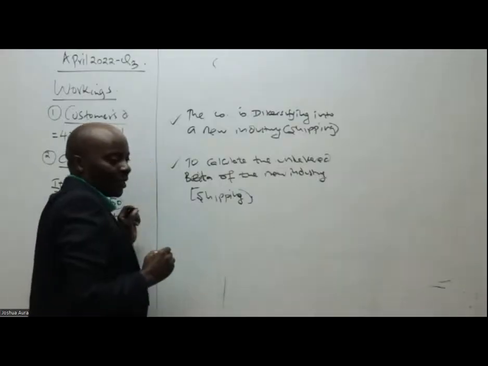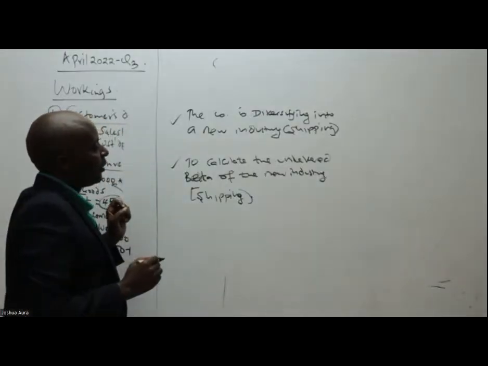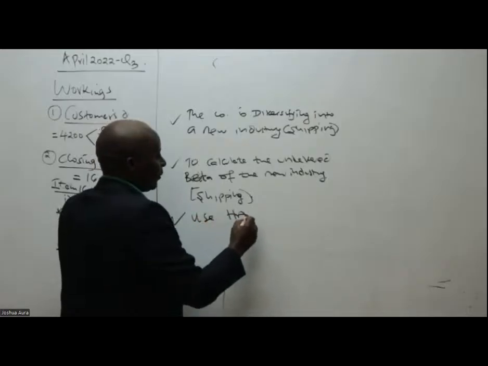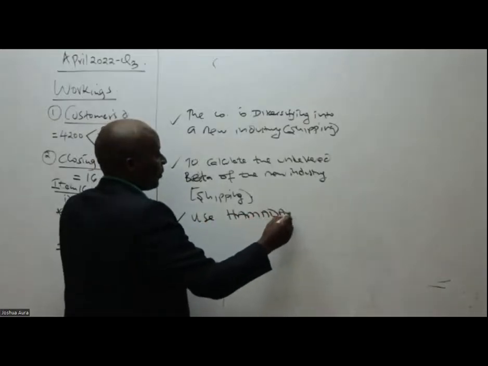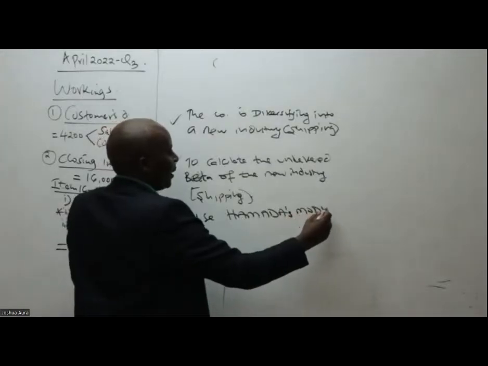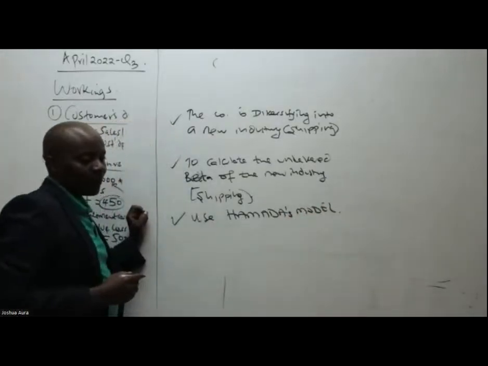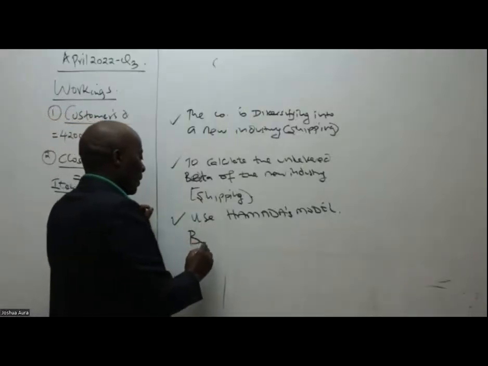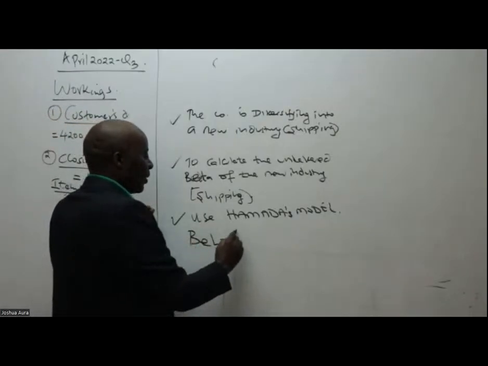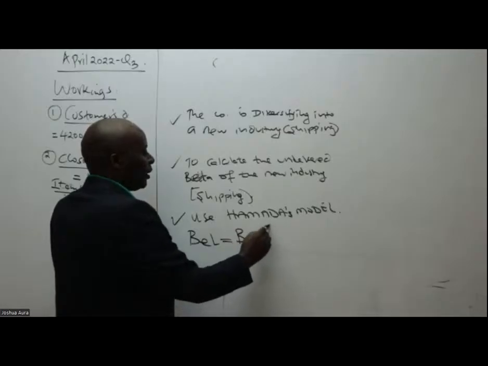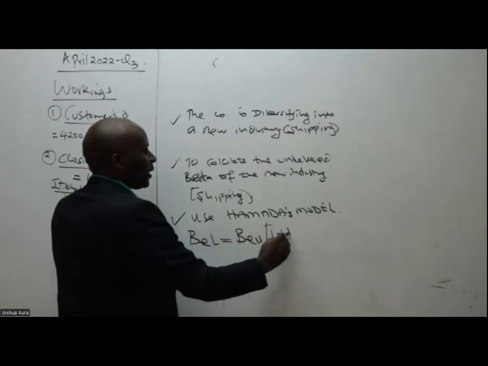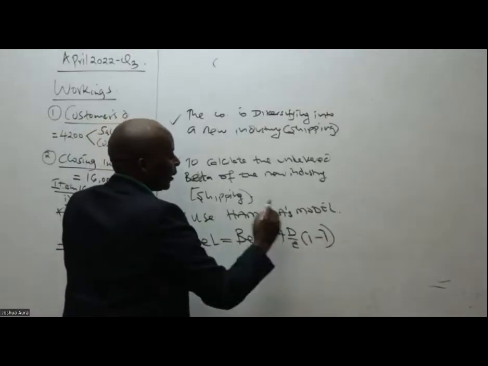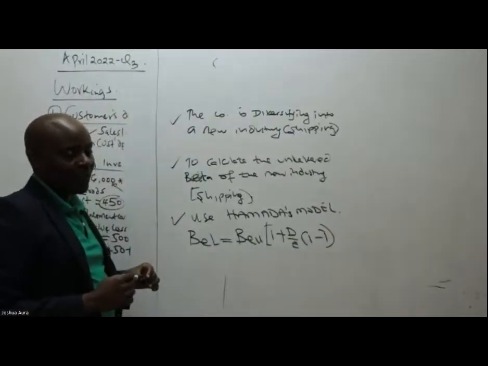Great. Which model do we use? Use Hamada's model. Right? And if you remember Hamada's model, we have beta equity of a levered firm equals beta equity of an unlevered firm times 1 plus debt over equity, times 1 minus tax.